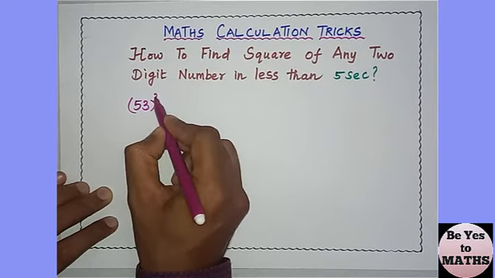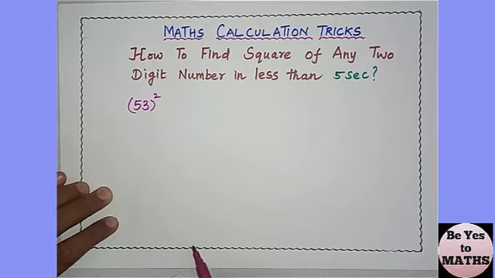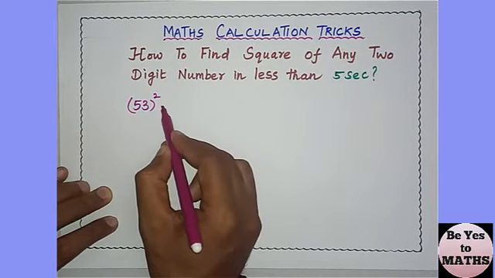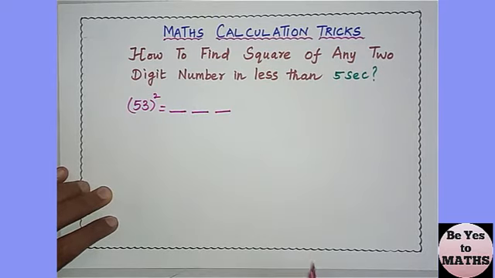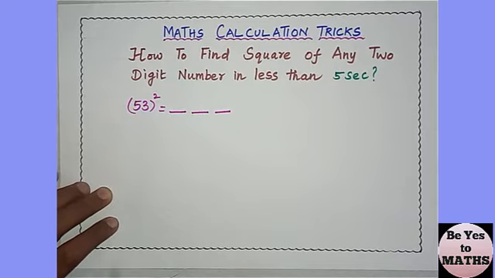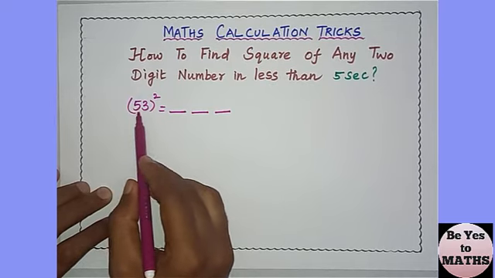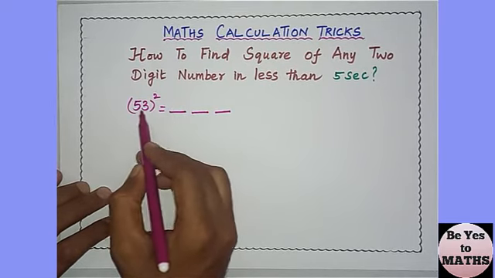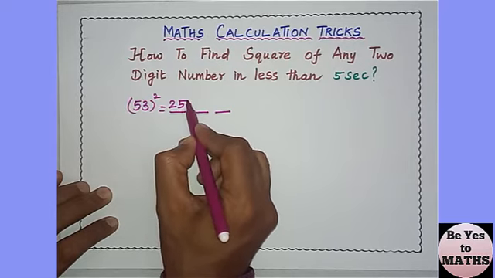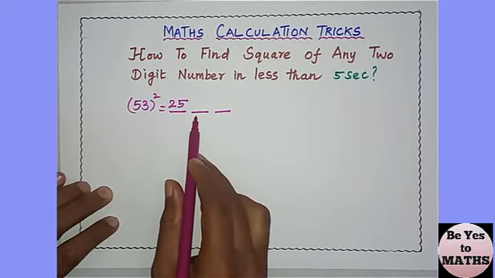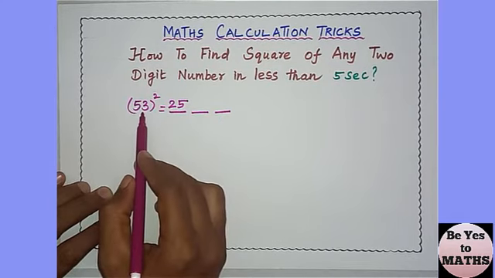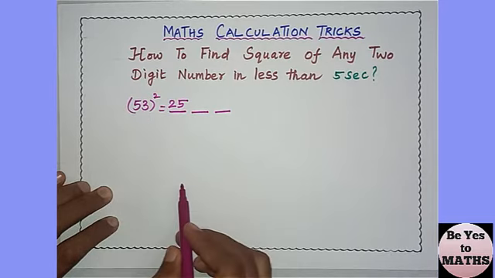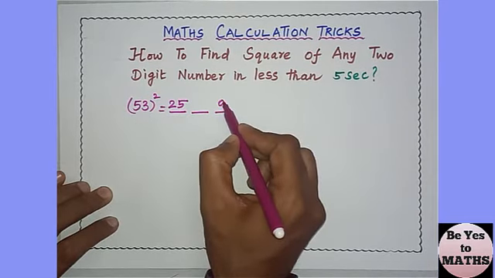53 square. First of all, you have to mark 3 blanks here. 1, 2, 3. We do it in 3 steps. For the first blank, just square the first digit. Here we have 5. So 5 square is 25. 5 5s are 25. Leave the second blank. Go to the third blank. Here in the third blank, just square the unit digit. Here we have 3. So 3 square is 9.